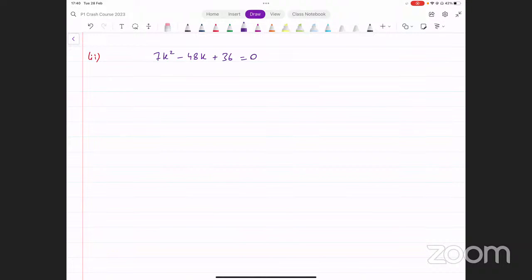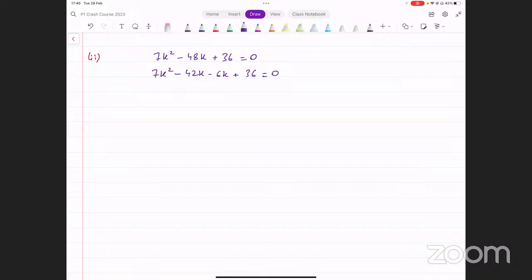Now let me try to think about this. Can we factorize this? 36 into 7, that gives me 252. Let's see how we can get 252. 50 into, no, we have to be adding. 40 into 8, that is 320. Okay, so 41 into 7, that's not it. 42 into 6. Yeah, 42 into 6 works. So we could say this is 7K square minus 42K minus 6K plus 36 equals 0.